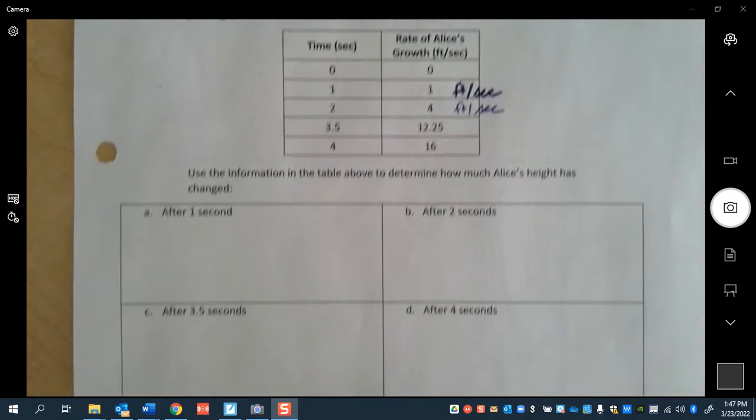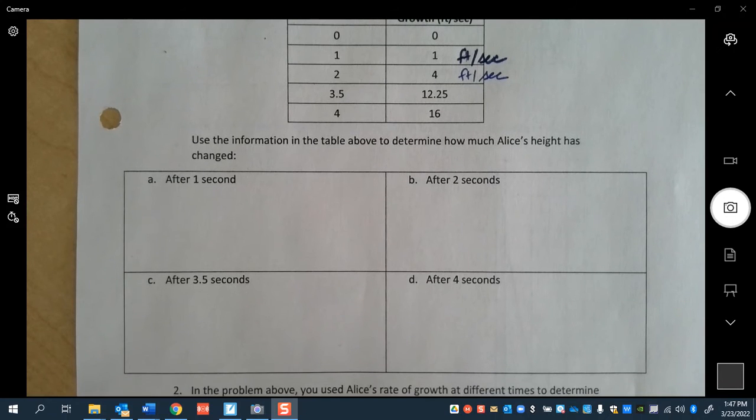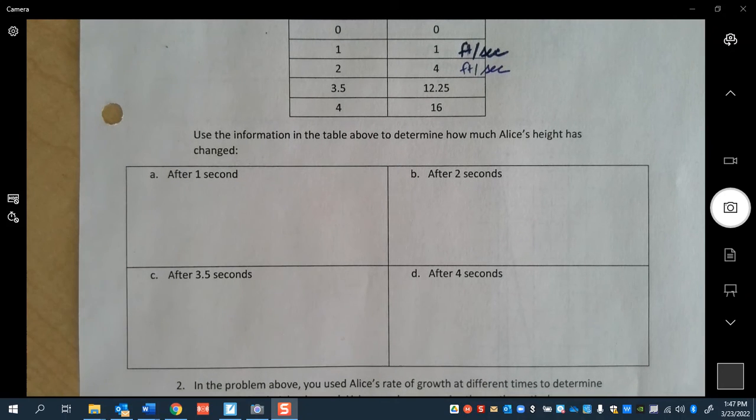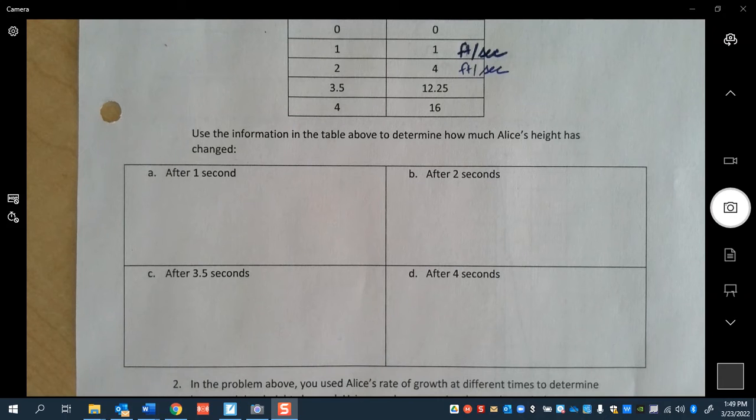So what I would like you and your partners to do is using the information in the table to determine how much her height has changed after each second. So talk it out with your group mates. Go. All right, so come back for just 1 minute as a check-in.